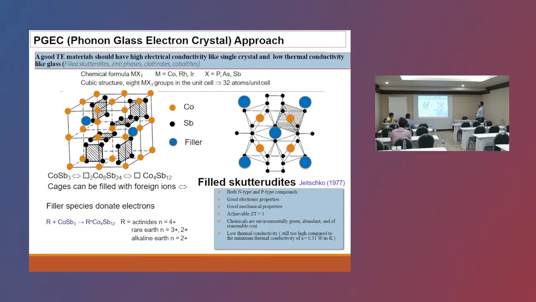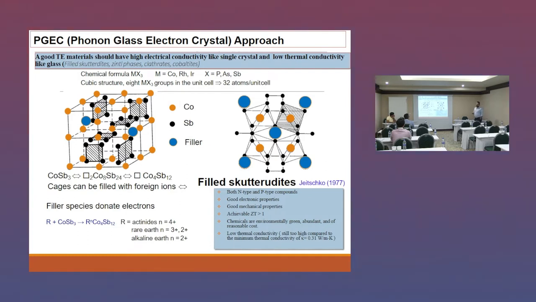So when we fill with fluorogen atoms, we can reduce the thermal conductivity because these fillers can act like phonon scattering centers, and they can also donate electrons to the structure, so we can improve the electrical conductivity too. That's why we can increase the ZT value in some way with doping or filling. So skutterudite filling has some advantages.